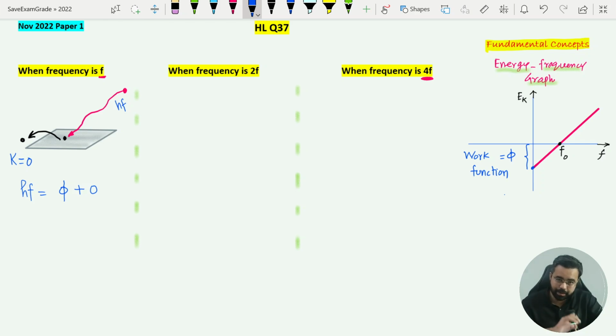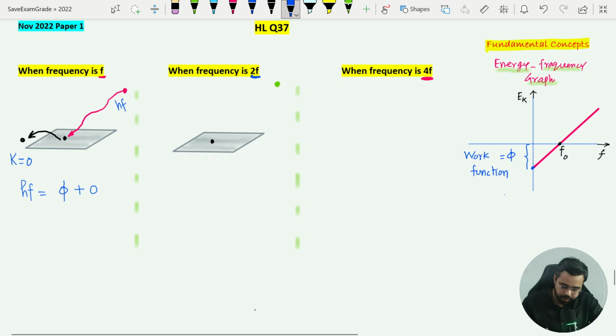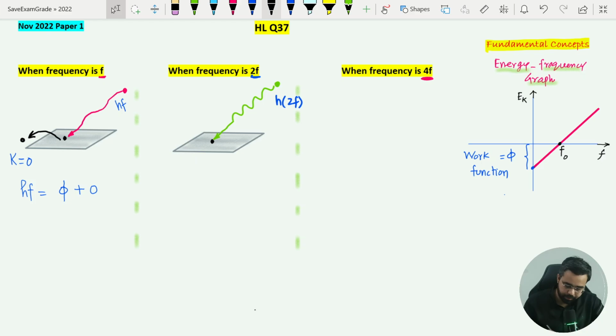Now let's repeat the same scenario, but now let's throw a light of frequency 2f. So this is a photon of green light, which has an energy of h into 2f, which is more energy than a red light. So of course it will eject the electron, hitting the electron, and the electron is coming not only out of this metal plate, but now this electron is moving with the kinetic energy k according to this question.